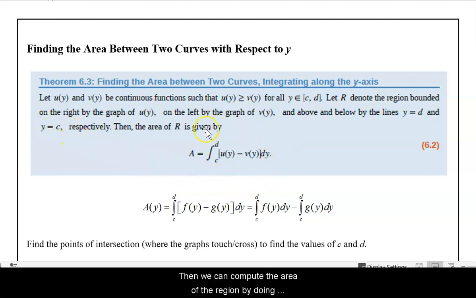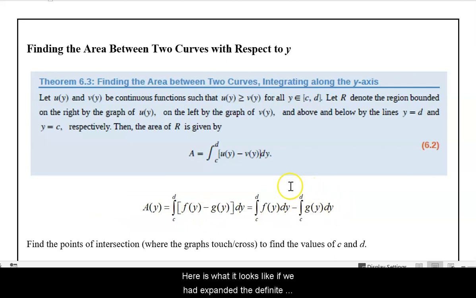Then we can compute the area of the region by doing the definite integral from c to d of u of y, the rightmost function, minus v of y, the leftmost function. When we integrate with respect to x, it is above minus below. When we integrate with respect to y, it is right minus left.